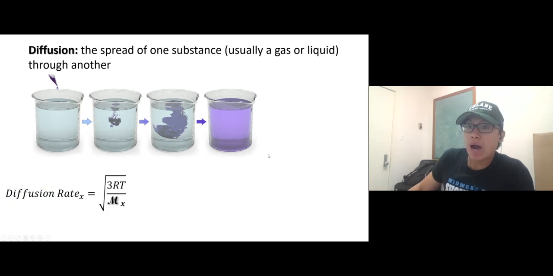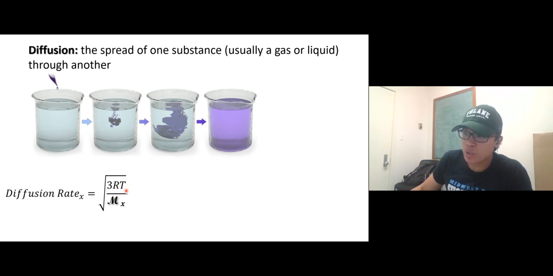So now I would like to talk about the speed of the diffusion. Some people study it, right? So the diffusion rate depends on the square root of 3RT over molar mass of the gas. R is a gas constant, T is temperature. Right? So you don't have to memorize this equation, but I want you to see what affects the rate.